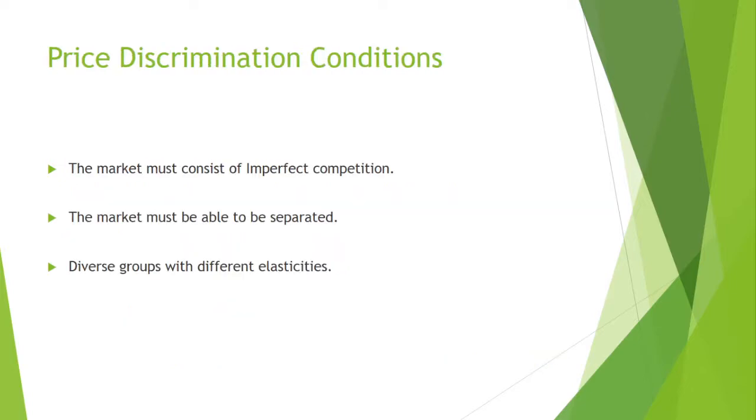For price discrimination to be implemented, the market that the company operates within must have imperfect competition, meaning it must be able to choose prices with a downward sloping demand curve. The market also needs to be able to be separated and able to stop resale. As such, it retains a higher overall level of competition within the market.